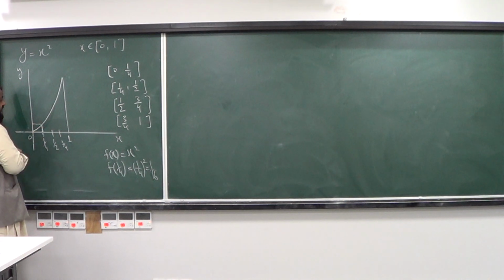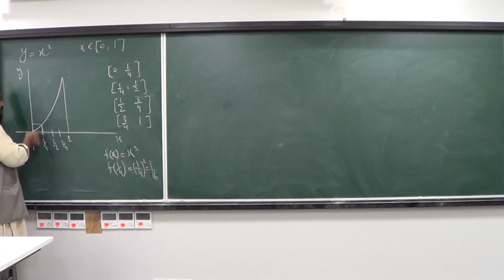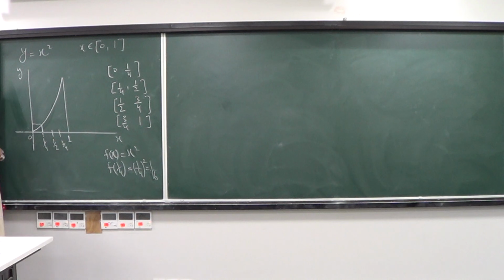This is a rectangle whose height is 1/16, and what is the base of it? The base of this rectangle has size 1/4. So what should be the area? 1/4 multiplied by 1/16.